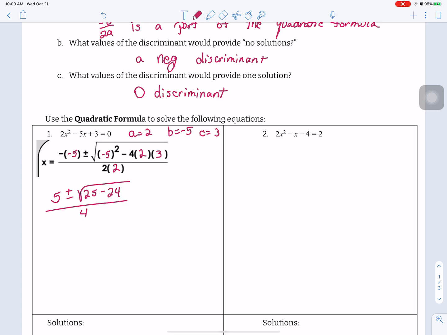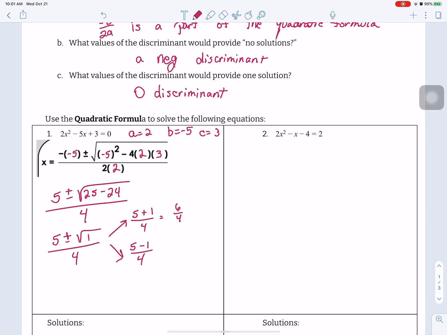24 over 4. And then I'm just going to go ahead and solve this down a little bit. 5 plus or minus the square root of 1 over 4. At this point, I'm going to break it into 2. I have 5 plus the square root of 1 is 1 over 4, and then I have 5 minus 1 over 4. So really, again, we have two problems. But instead of writing out the whole things, we just break it down at the end.